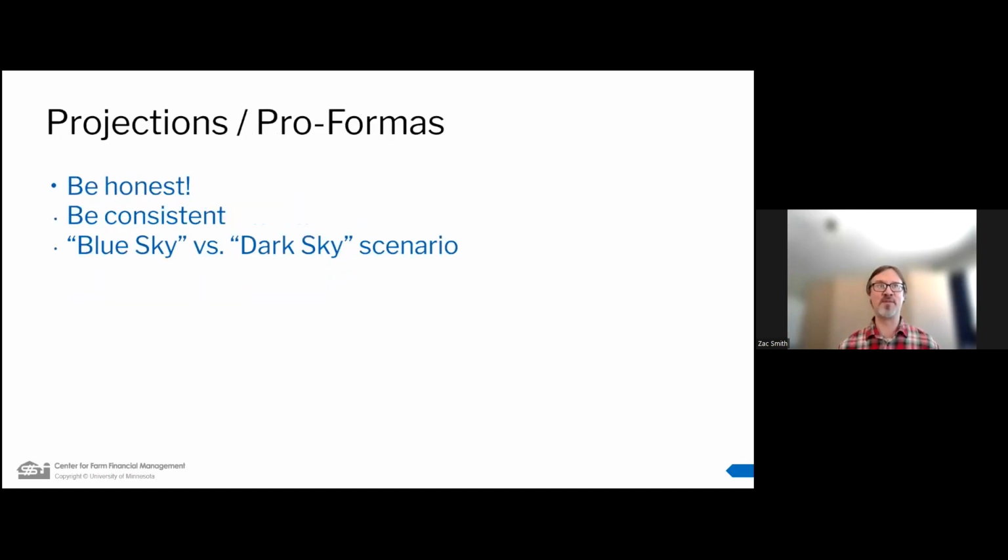On the projections and pro formas, the biggest thing is to be honest with yourself. A lot of people I've worked with start off by saying, well, I just have to make X amount of money, and that's fine. That's what we call a cost-plus kind of scenario. But it's really important to be honest with yourself. It's very important to be consistent with your numbers as well. Remember how you're developing your numbers. Take notes, take footnotes about how you're coming up with these numbers.